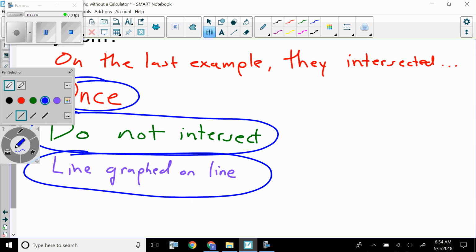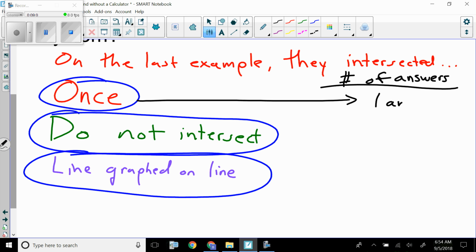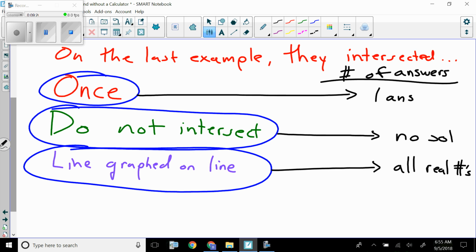How many answers, if they intersect once, do you think we're going to have? Number of answers. If they intersect once, there's one answer. If they don't intersect at all, there's no solution. And if it's a line on a line, then we say there are infinitely many solutions, for all real numbers. They're all real numbers.